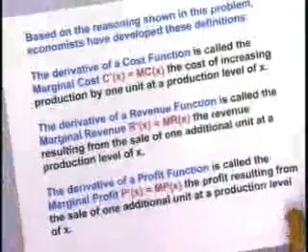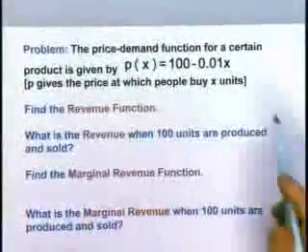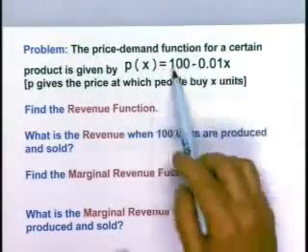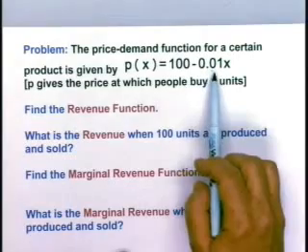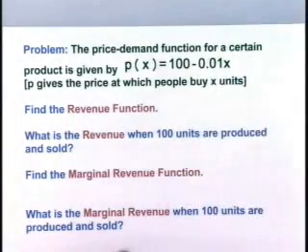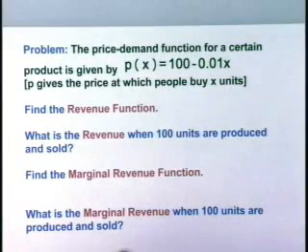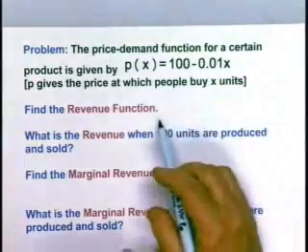Let's look at another problem. The price-demand function for a certain product is given by p of x is equal to 100 minus 0.01x, where p gives the price at which people buy x units. First, let's find the revenue function.